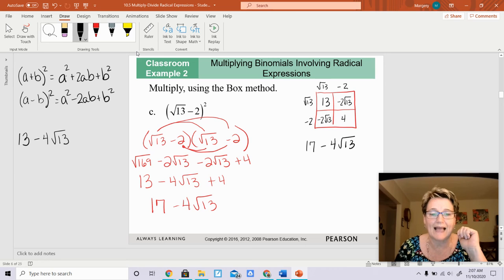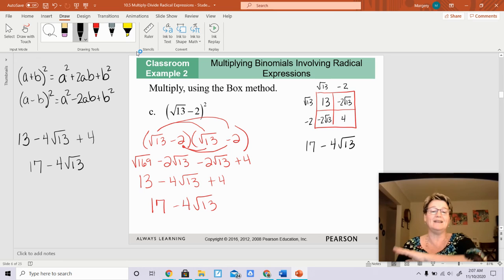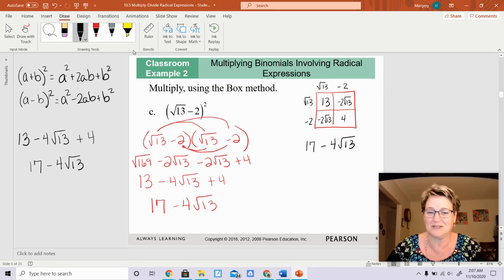Then you square the last term, which is negative 2 times negative 2, a positive 4. Combine like terms, you get 17 minus 4 square roots of 13. That is 3 ways to do one problem. Your choice, do what you like.